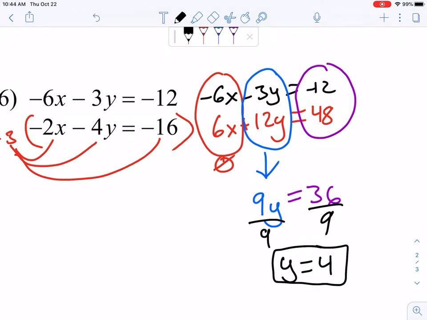Now that we know what y equals, we can go back and solve for x. I'm going to use the top equation, negative 6x minus 3 times 4 equals negative 12.